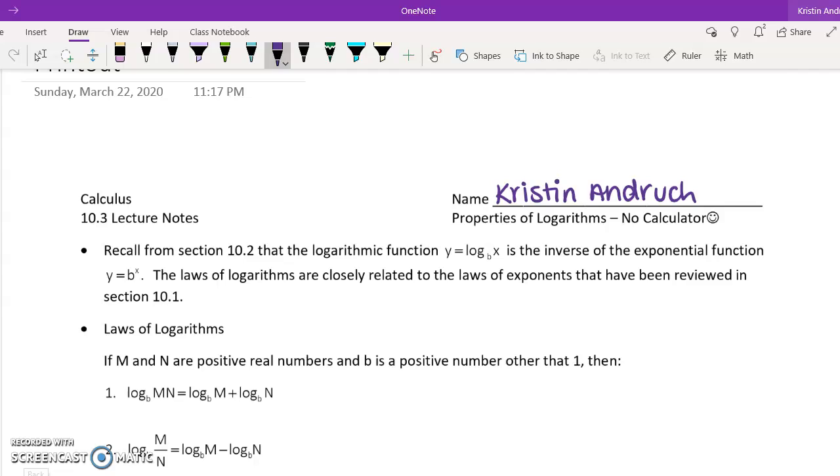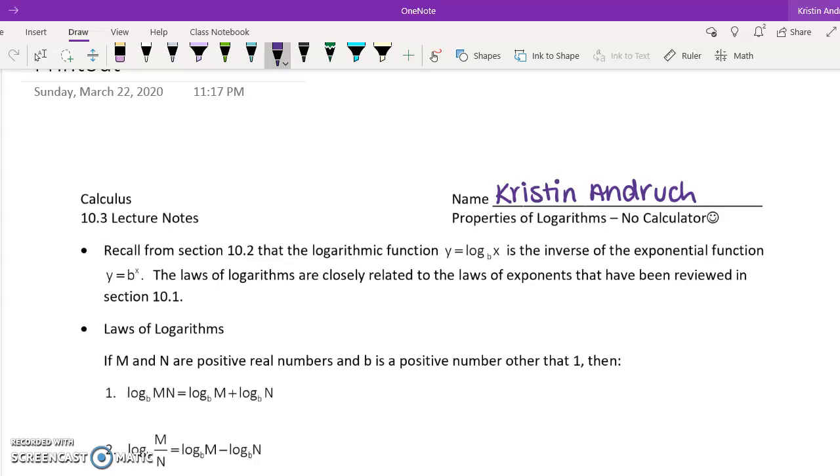Hey, welcome back. We're going to be going over properties of logs today. There's a bunch of different log properties that we're going to have to learn about, and we're going to use those to either expand or condense logs. Expand means take a shorter problem and make it longer, or condensing where you have a longer problem and you want to condense or make it shorter.